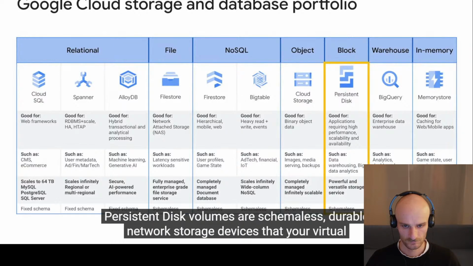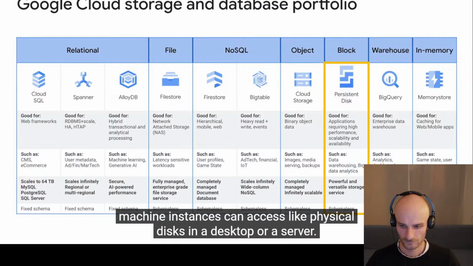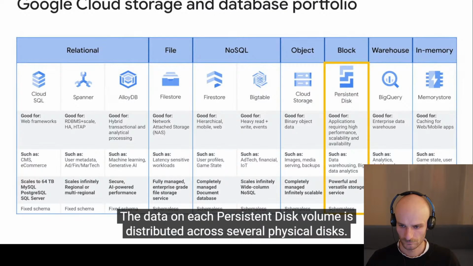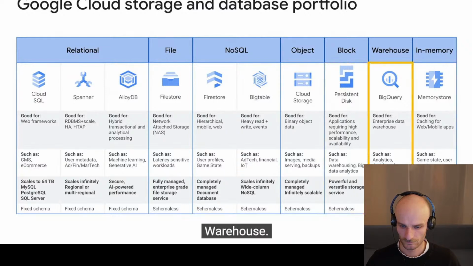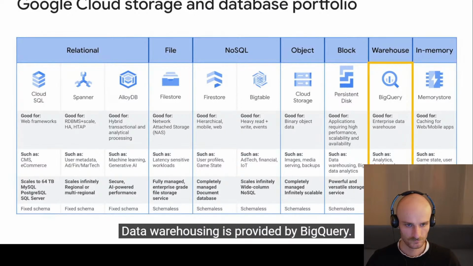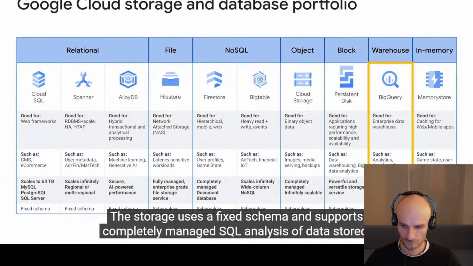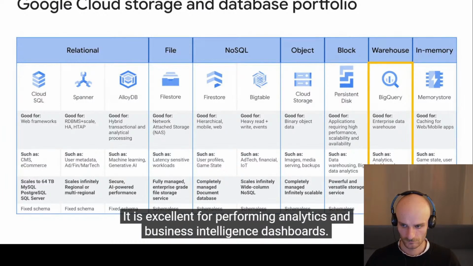Block. Persistent disk volumes are schemaless, durable network storage devices that your virtual machine instances can access like physical disks in a desktop or server. The data on each persistent disk volume is distributed across several physical disks. Warehouse. Data warehousing is provided by BigQuery. The storage uses a fixed schema and supports completely managed SQL analysis of data stored. It is excellent for performing analytics and business intelligence dashboards.